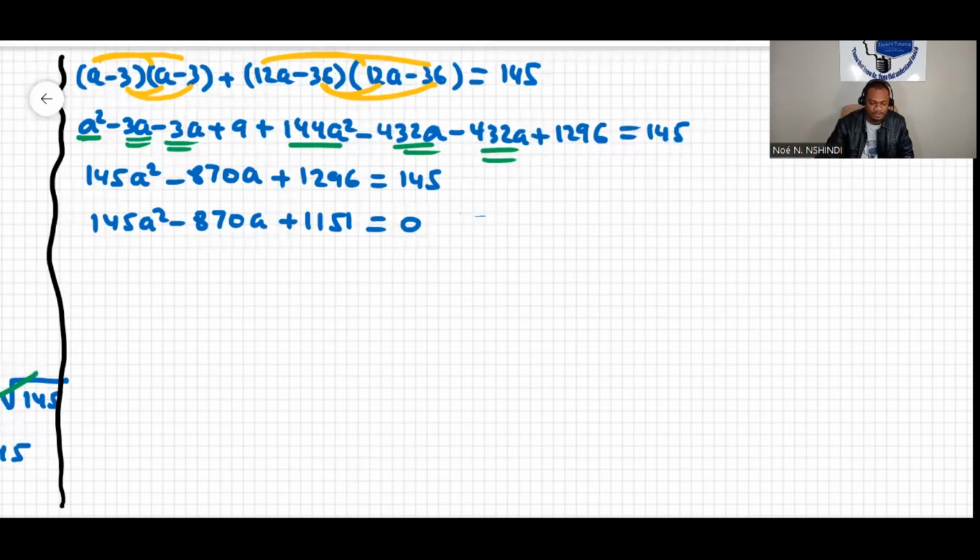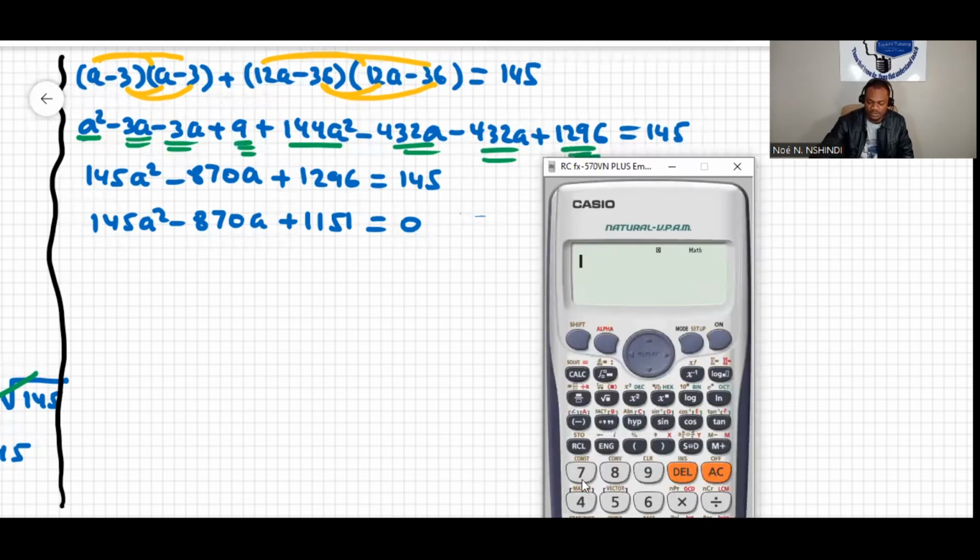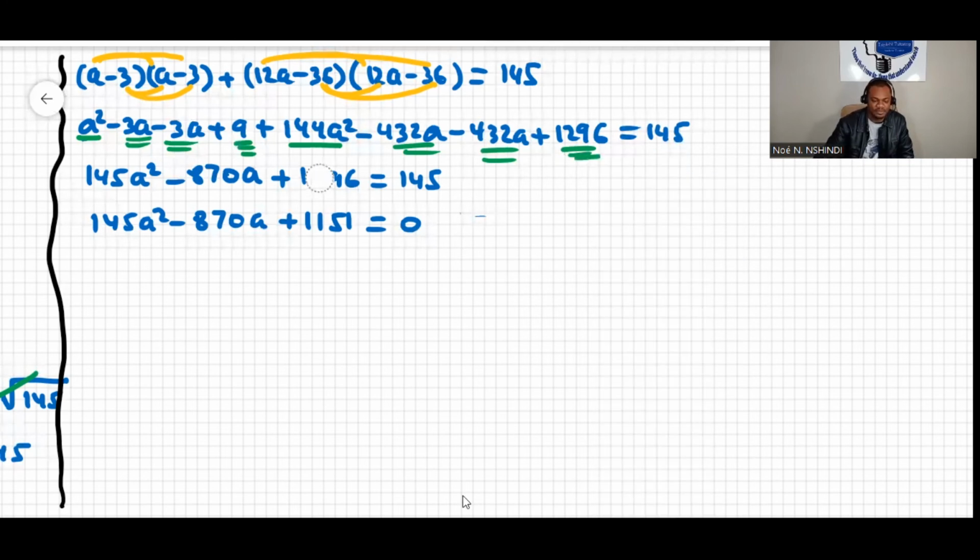Oh, I see. I missed this one, even though I underlined. Okay, I missed the positive 9. So plus 9. So if you do 9 plus this, let's do this: 1296 plus 9 is equal to 1305. So over here it's 1305. So let's just erase this.